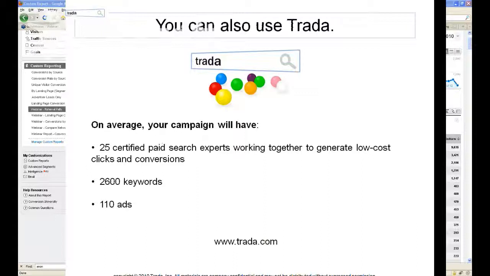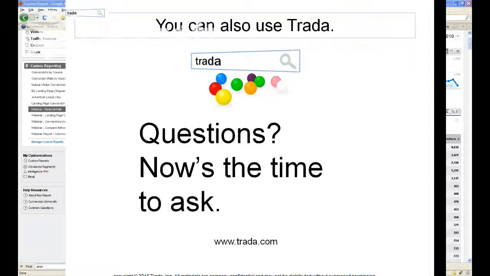We have an average of 25 certified paid search experts working together, 2,600 keywords and 110 ads. And if you have any questions, now's the time to ask. So it looks like we have a question right here.